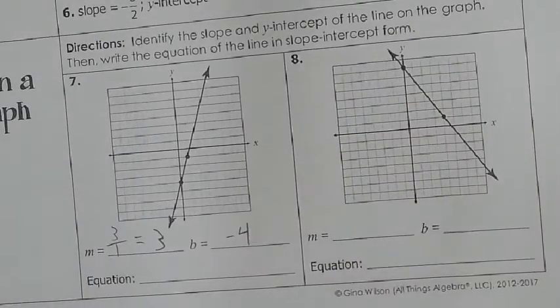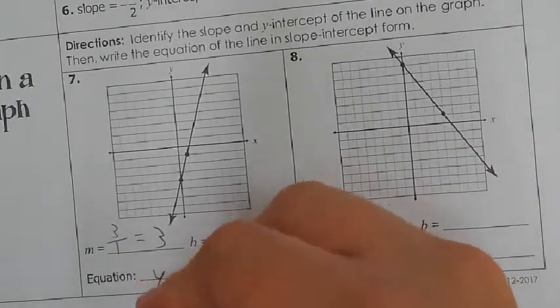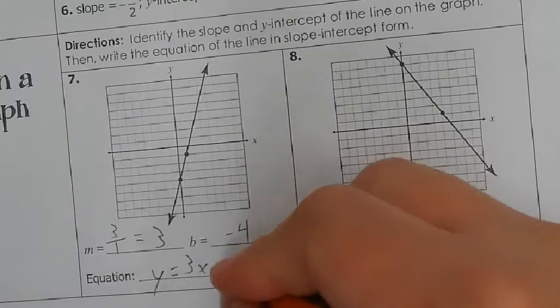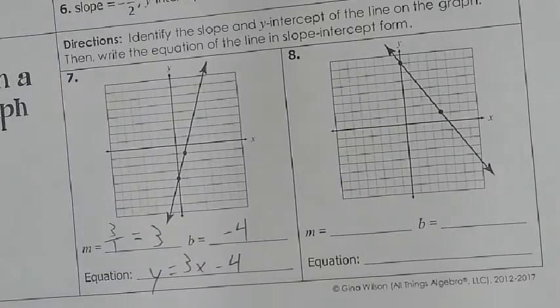So how would I write that equation? Y equals 3x minus 4. Good. Does everyone understand how we got that? Yeah. That makes sense to everybody? Yes.